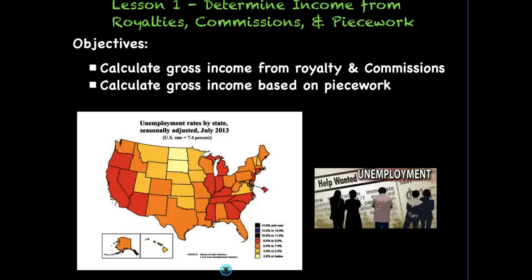Welcome to Lesson 1. Today we are going to determine income from royalties, commissions, and piecework. You explored this a little bit last week when you did an assignment called Ways to Make Money. You created some generic expressions and then you filled in the blanks in order to determine how much money you might make in commissions or from piecework over time.